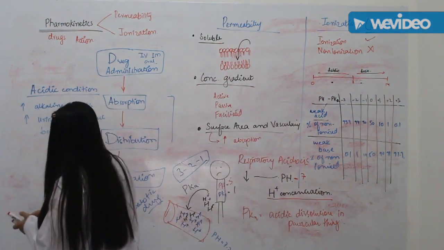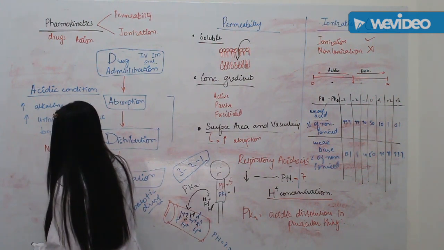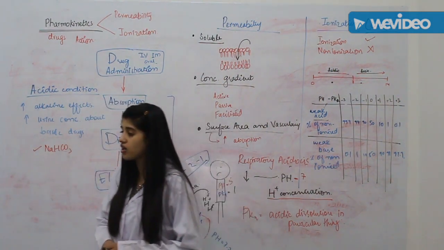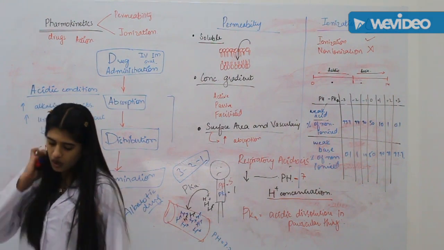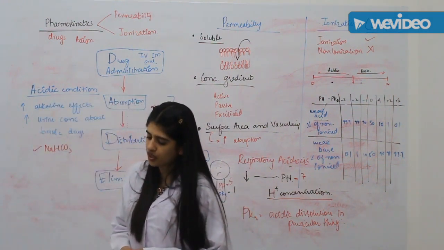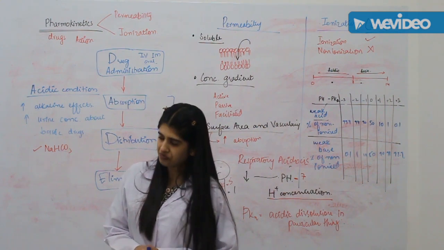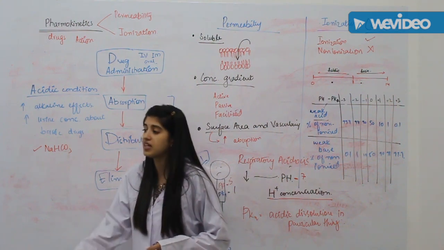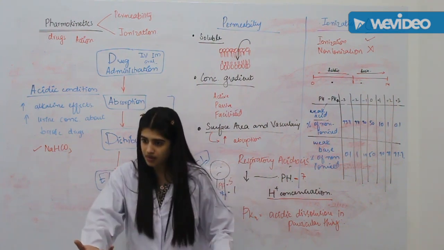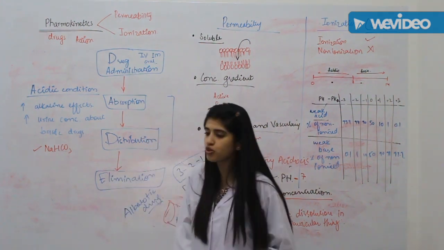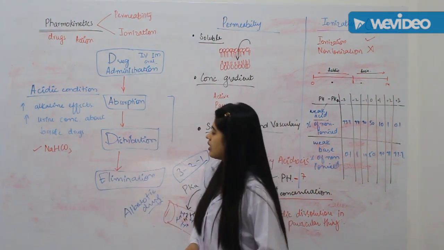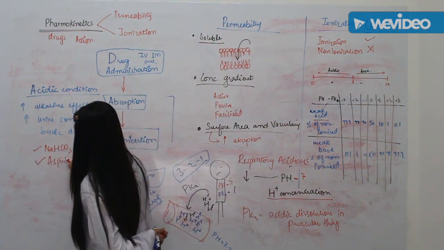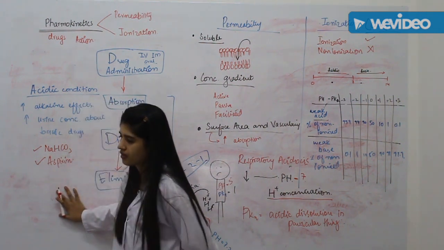I can write it here. NaHCO3, sodium bicarbonate. It's a strong base. We can give this for alkalinization of the urine, in which we can say aspirin misuse or overuse or overdose. Aspirin is a weak acid, so strong base. So what we do is that we can give here aspirin.